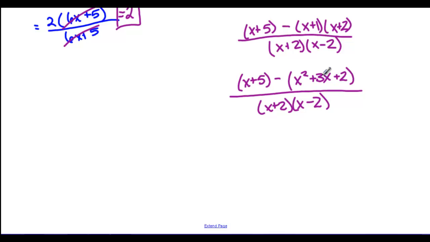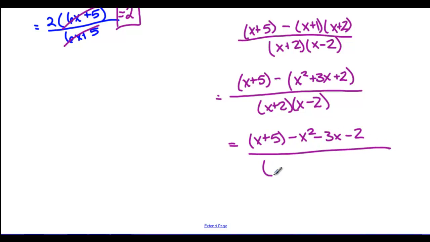And then we're going to distribute. So we've got this x plus 5, and then we distribute this to get minus x squared minus 3x minus 2 all over x plus 2, x minus 2. And now we're going to combine our like terms on top. So actually these parentheses aren't necessary at this point, so this is a positive. So let me go ahead and erase those.